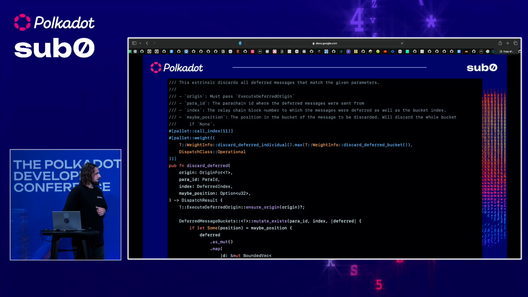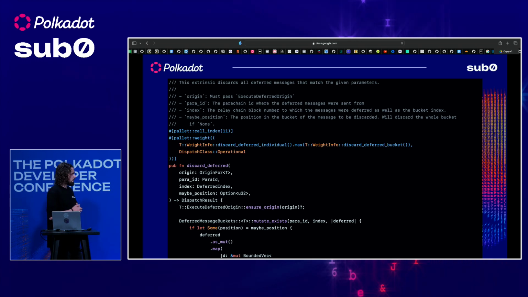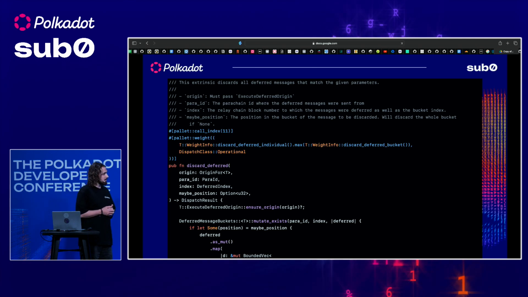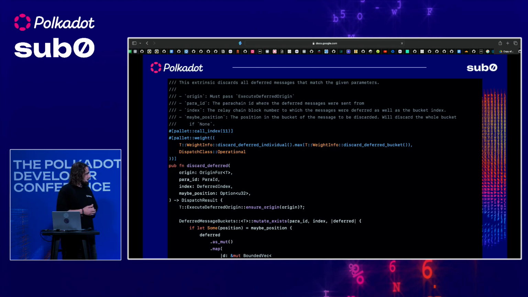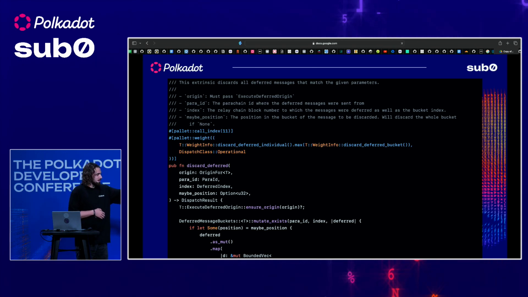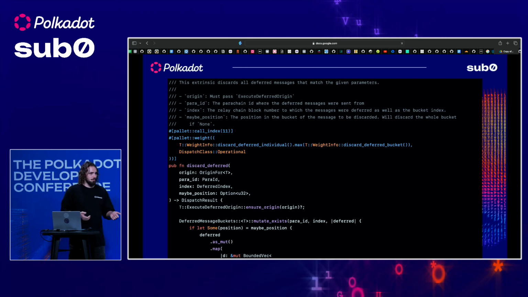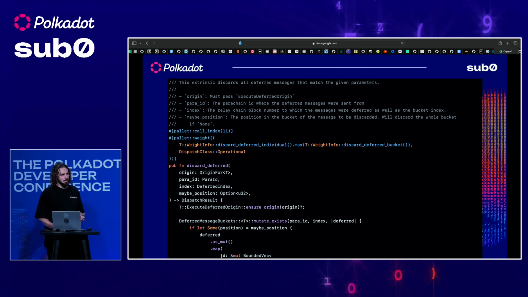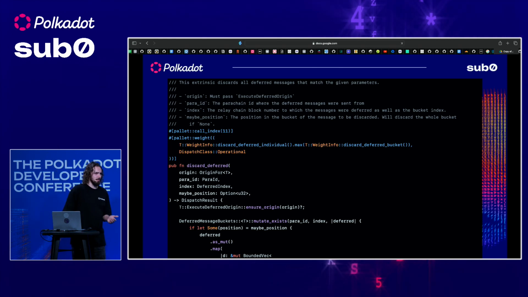Okay, now we have an interesting function which is called discard deferred, and this is used in extreme situations. If somebody hacked something and is sending some instruction that you don't want on your chain, there is an execute deferred origin, which you can configure to be either governance or some technical security body on your chain. And if the message was deferred and you deem it dangerous, you can discard it. It's not executed at all.